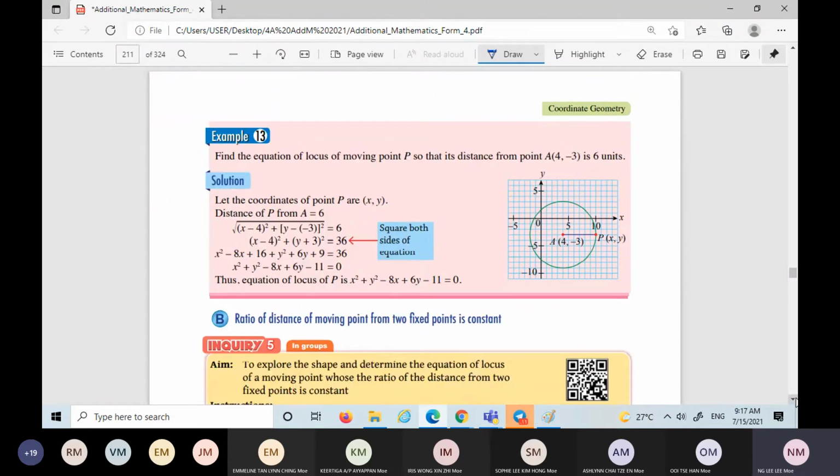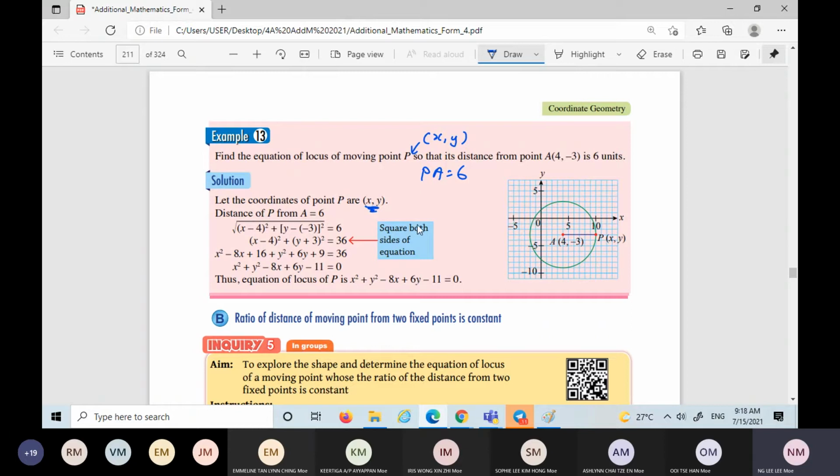Okay, find the equation of the locus of a moving point P so that its distance from the fixed point A is 6 units. So we start with PA equal to 6. Remember, always the moving point, we have to set it as the coordinate (x, y).